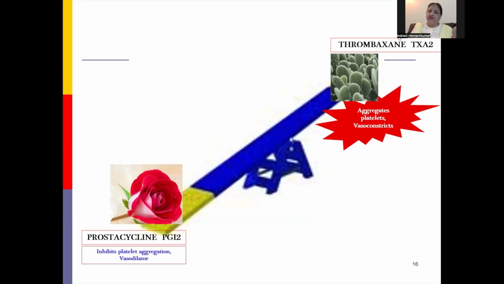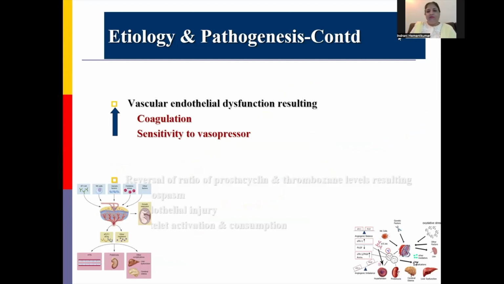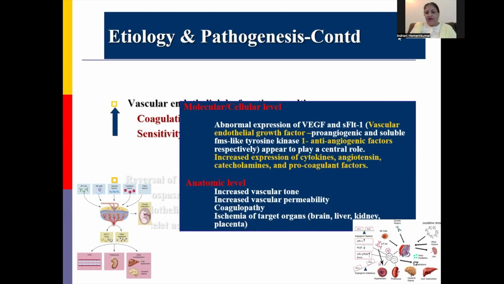So the levels of prostacyclin are low and the levels of thromboxane are very high. So what happens? Because of intense vasoconstriction, there is a vascular endothelial dysfunction leading to an increase in coagulation and extreme sensitivity to vasopressors. If supposing a vasopressor causes this much amount of vasoconstriction, here the sensitivity is so much that it causes intense vasoconstriction. That is the level of vasoconstriction which can occur. And I already told you what could be the reason about the sFLT1 and the placental growth factor.